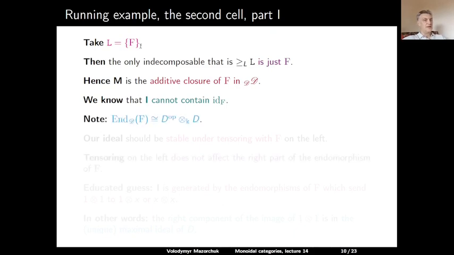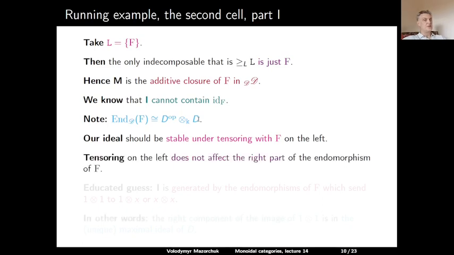Note that the endomorphism algebra of our projective bimodule F is isomorphic to the algebra D op tensor over K D. So as a module, M is D tensor over K D. If we take the endomorphism algebra, we will get D op tensor over K D. Our ideal should be stable under tensoring with F on the left. And tensoring with F on the left cannot affect the right part of the endomorphism of F.